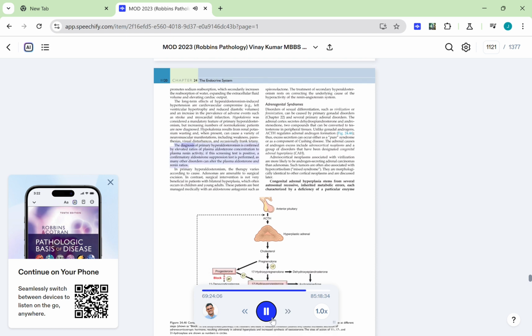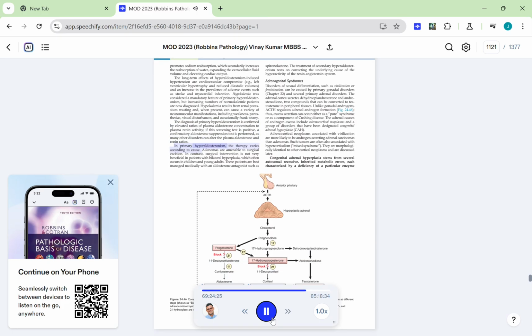The diagnosis of primary hyperaldosteronism is confirmed by elevated ratios of plasma aldosterone concentration to plasma renin activity. If this screening test is positive, a confirmatory aldosterone suppression test is performed, as many other disorders can alter the plasma aldosterone and renin ratios.